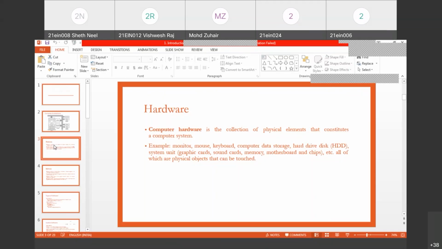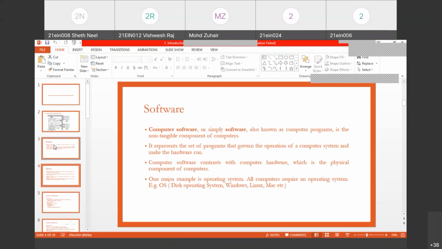So what is software? Software, or computer software, also simply known as a computer program, is a non-tangible component of a computer. Non-tangible: what do you mean by tangible and non-tangible? Anybody? We can touch it and not touch it. You cannot touch it, correct. Tangible means you can feel it, physical form. If you are not able to touch it, at least you can feel it. Hardware is tangible.